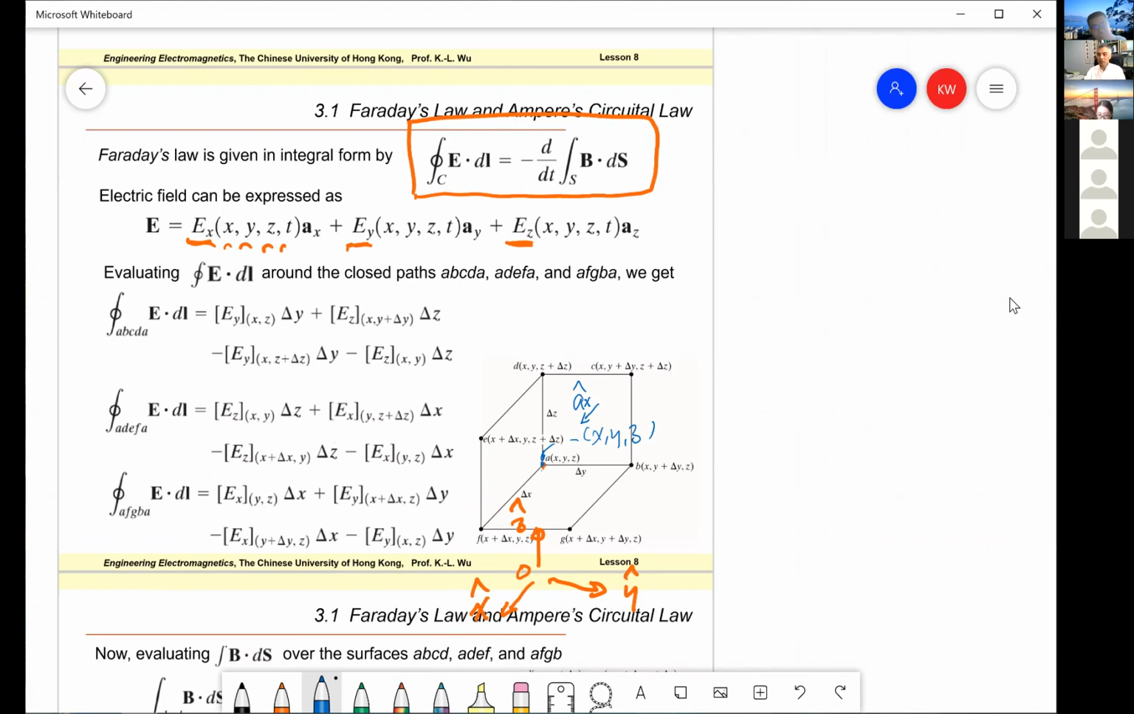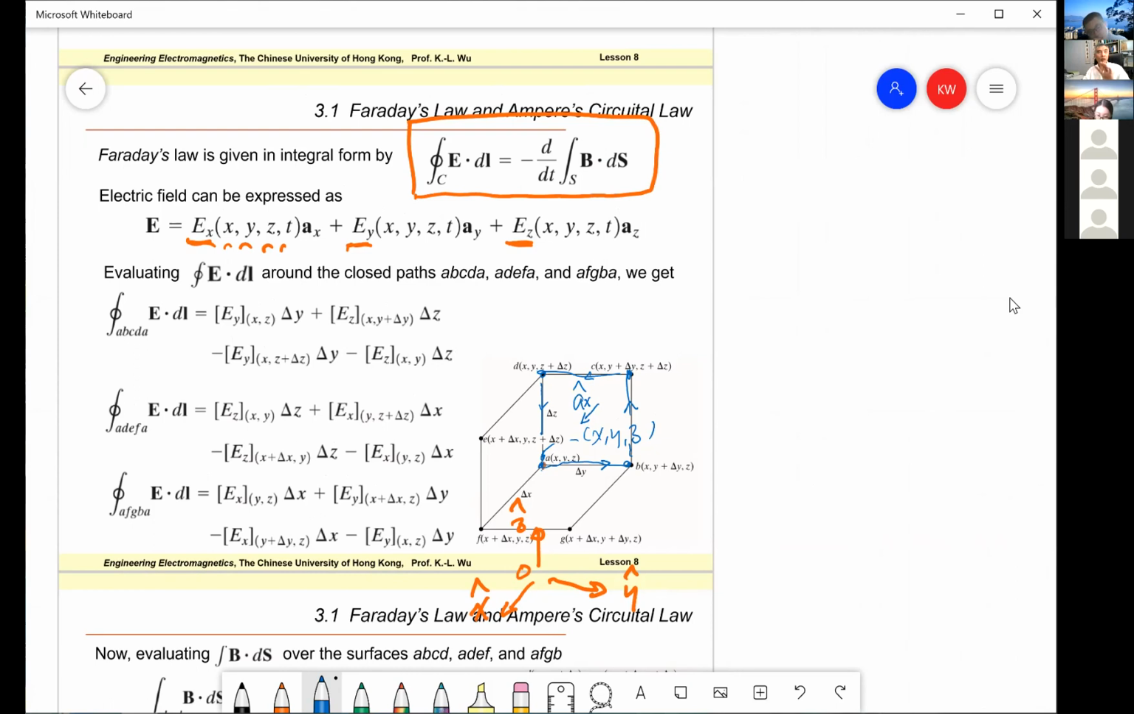You see my surface? My surface is defined by contour A, B, C, D, back to A. This is my contour direction.